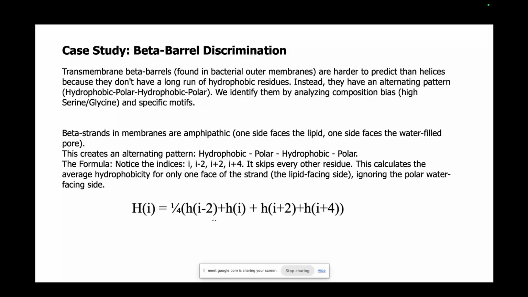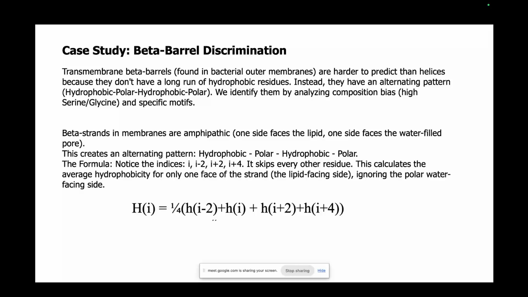So it's a beta barrel protein, right? So you have transmembrane beta barrel proteins, mostly found in bacterial outer membranes, and they are harder to predict than helices because they don't have this long run of hydrophobic residues, right? Instead, what they have is an alternating pattern: hydrophobic, then polar, then hydrophobic, then polar, and so on and so forth. So it's an alternating pattern, right?